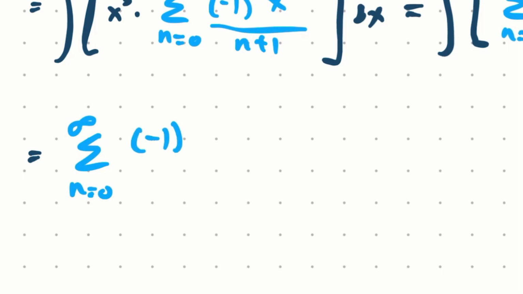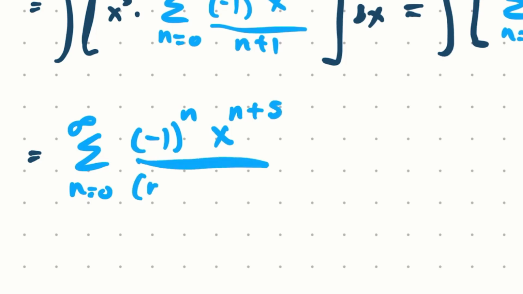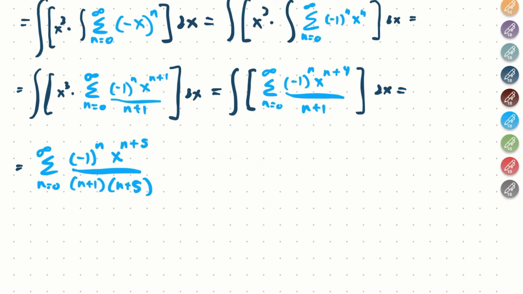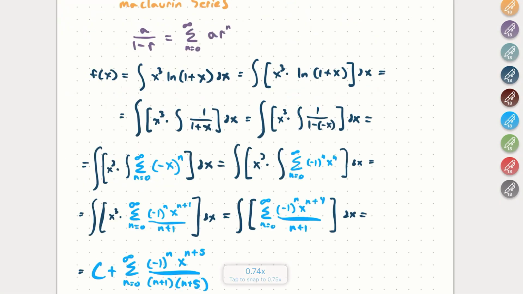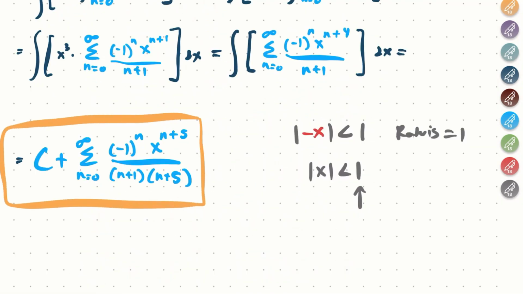We're going to have negative 1 to the n, x to the n plus 4. Since we're integrating, we're going to be power ruling it. So we're going to be putting the exponent up 1 and then dividing. So it's going to be x to the n plus 5, which is over n plus 1 times n plus 5. So this is the finalized series, except we have to add a plus c because we're integrating. When there's an integration, you always have a constant that comes after. Yeah, so this is the finalized series.